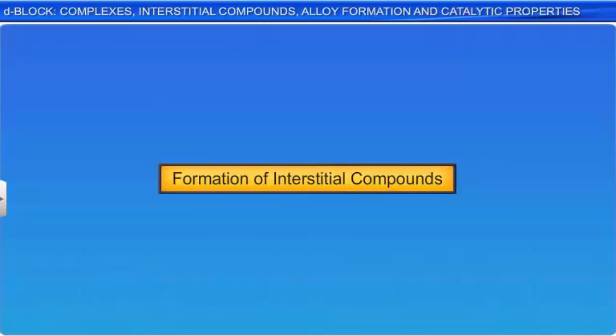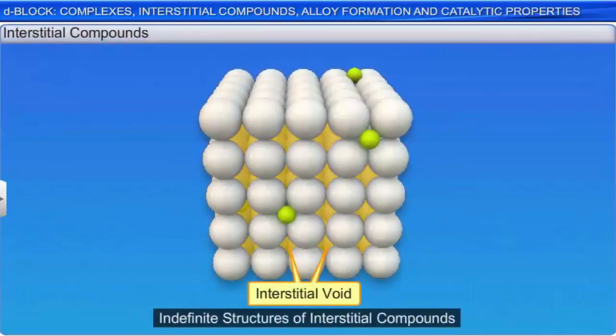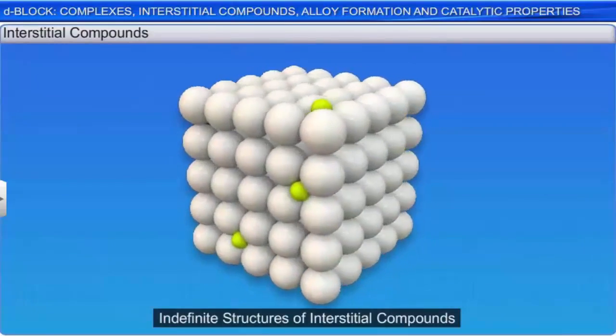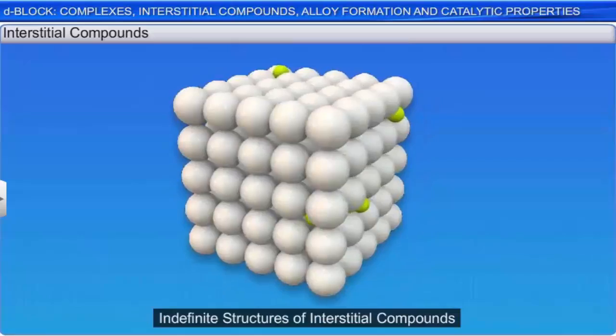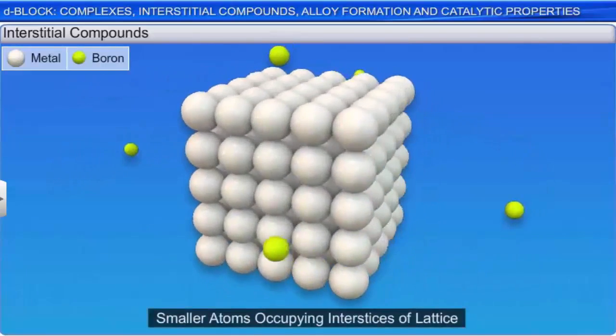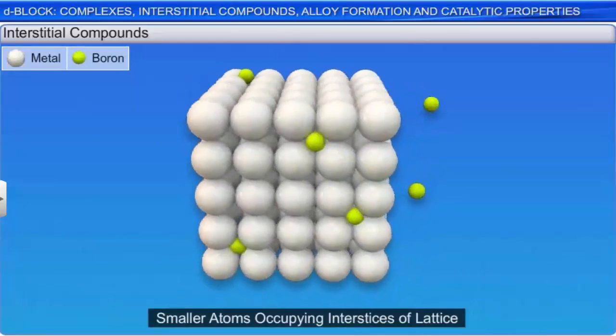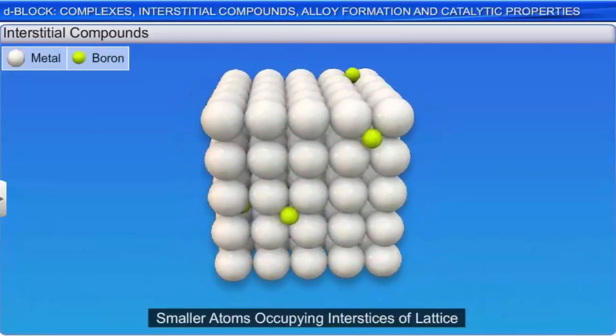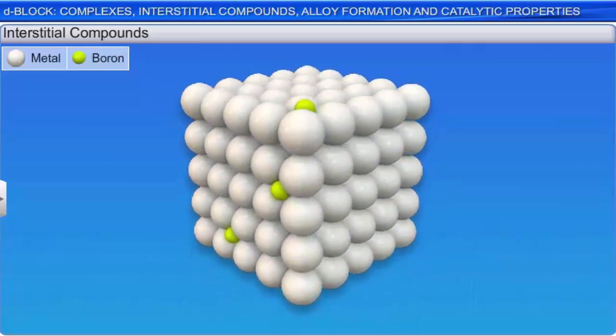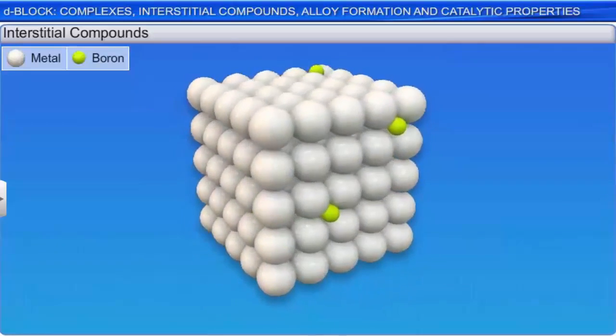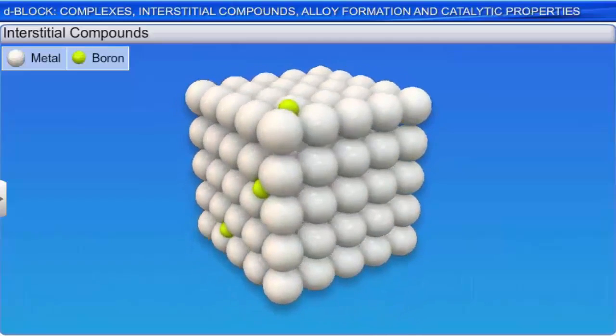Now let's look at the formation of interstitial compounds by these elements. Interstitial compounds are compounds of indefinite structure and composition. They are formed by the incorporation of small atoms like hydrogen, boron, carbon, or nitrogen in the spaces between the metal atoms, that is, the interstices of the lattice. The component elements of these compounds do not combine in definite ratios. Hence, these substances are also known as non-stoichiometric substances.